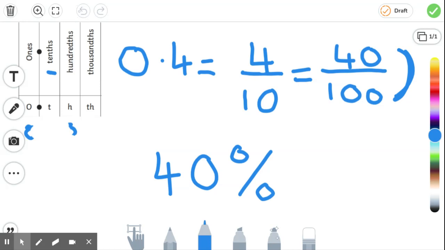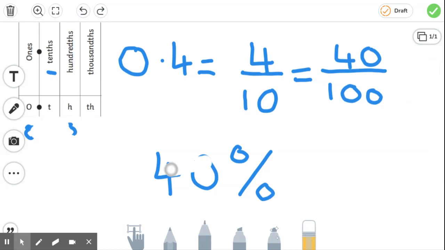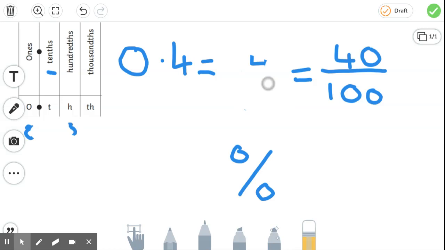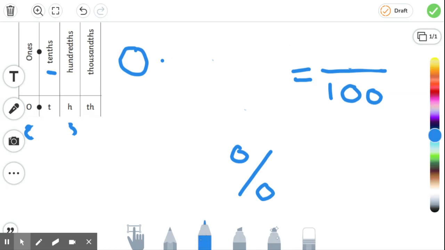Let's try another one. So this time we're going to change our decimal from being simply out of 10 to being a hundredth decimal. So we're going to keep our hundredth over here. So when we're looking at percentages, we are looking at the hundredths. Okay, so let's do 0.32, which would be 32 hundredths. So that is 32 out of 100. So out of 100, we have 32. As a percentage, we have 32%.